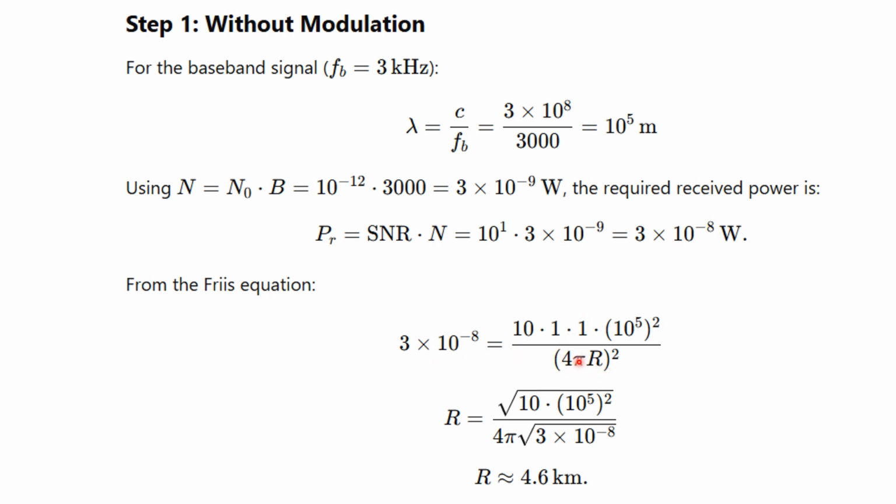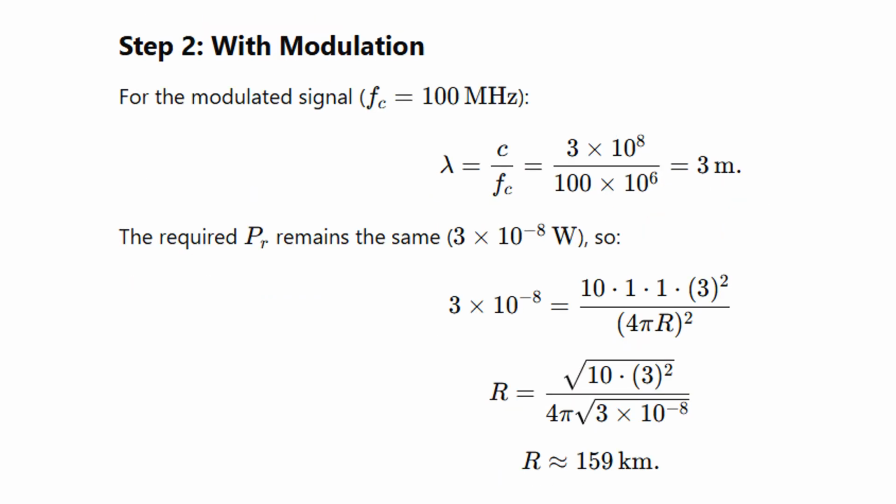All values are known, and PT is the transmitted power, 10 watt. So R is calculated, which is equal to 4.6 kilometers. So we see that if there is no modulation and we directly transfer the data of 3 kilohertz, then our maximum possible distance between transmitter and receiver is 4.6 kilometers for successful transmission.